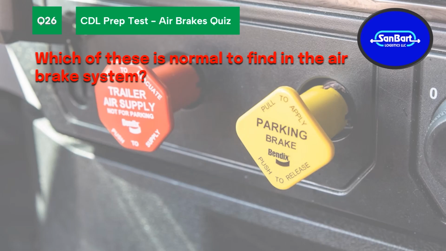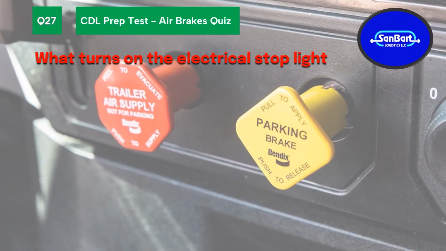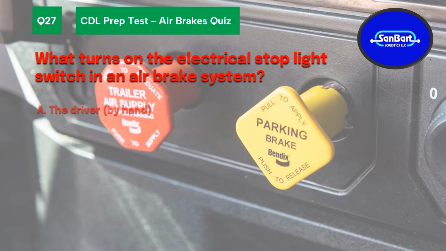Which of these is normal to find in the air brake system? A. Water. B. Air. C. Oil. D. All of these. The correct answer is B. Air. Question 27. What turns on the electrical stoplight switch in an air brake system?